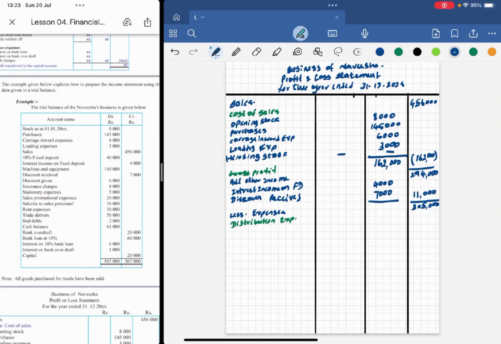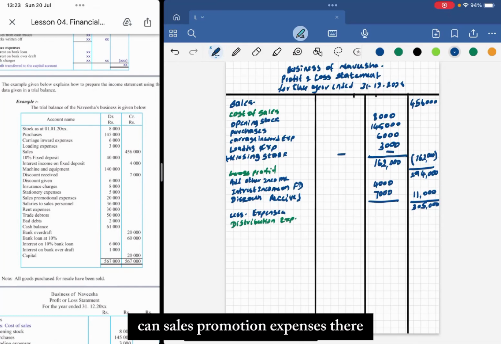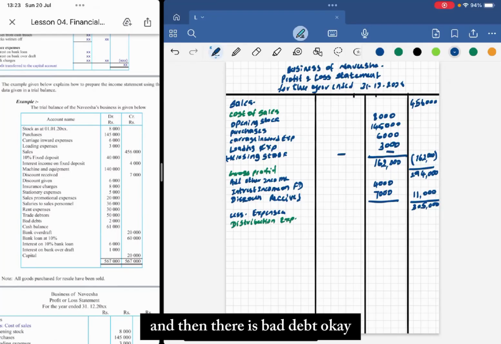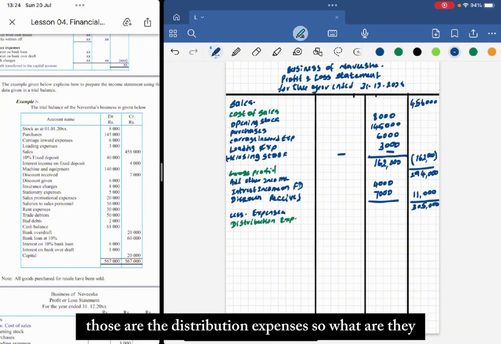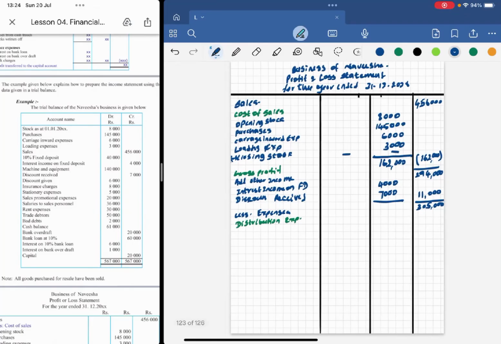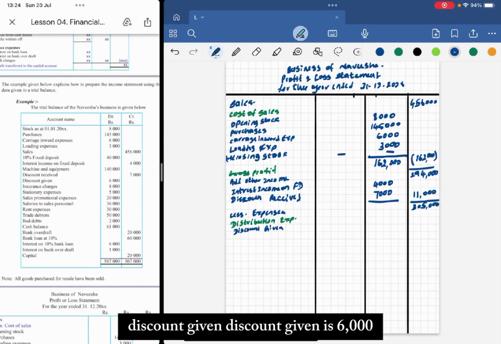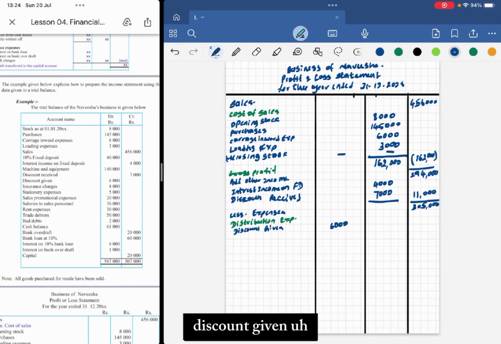There is discount given. Sales promotion expense is there. Salaries to sales personnel is there. And then there is bad debt. Those are the distribution expenses. So what are they? Discount given is 6,000.